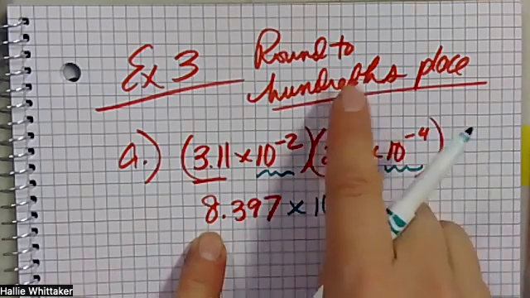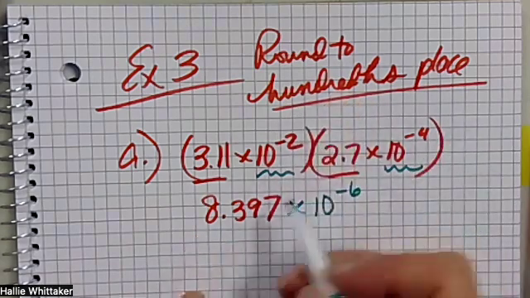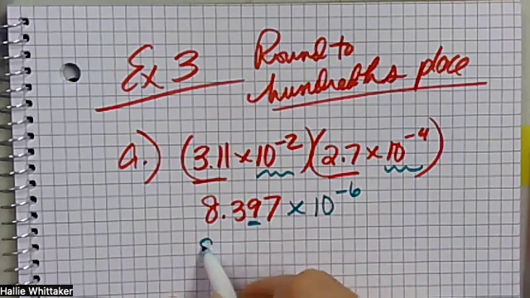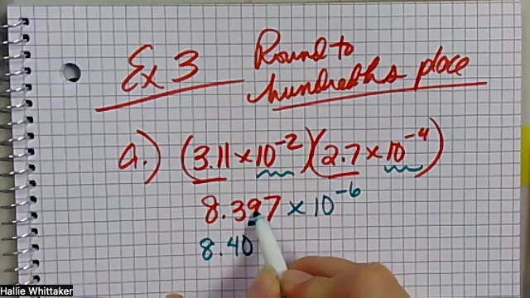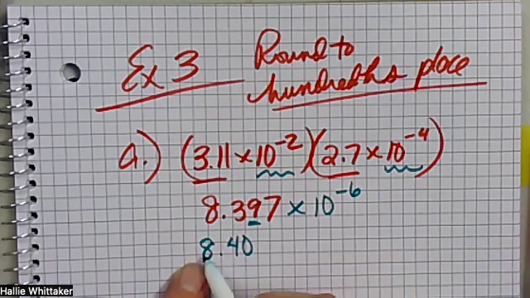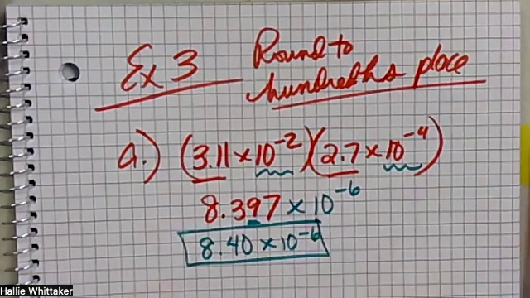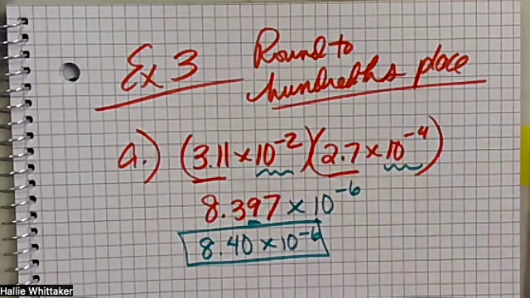The only problem is we need to round to the hundredths place. So that's tenths, hundredths. The 7 pushes that to 0. 39 becomes 40. So 8.40 times 10 to the negative 6, and you would have that answer perfect. Okay. One more.